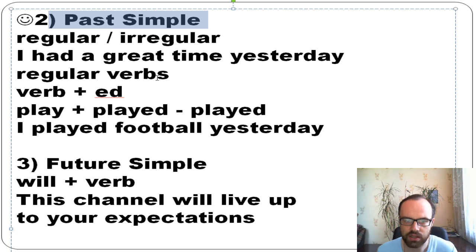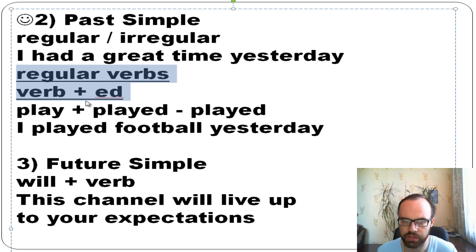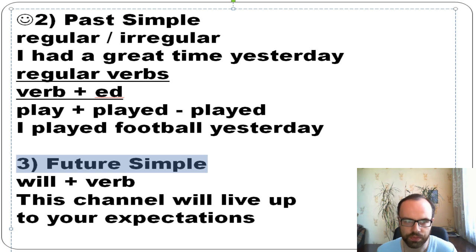And compare, let's look, it's a regular verb, have. And let's look at how we form regular verbs. Verb plus ed. For example, play, played, played. I played football yesterday. And future simple. Will plus verb. The channel will live up to expectations.